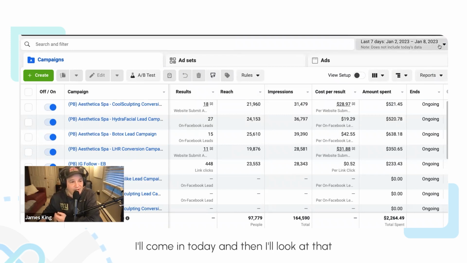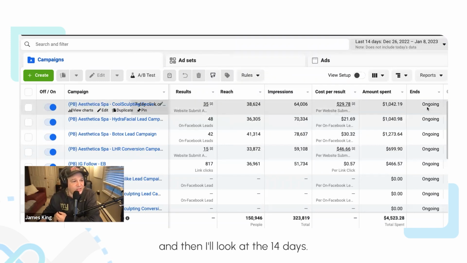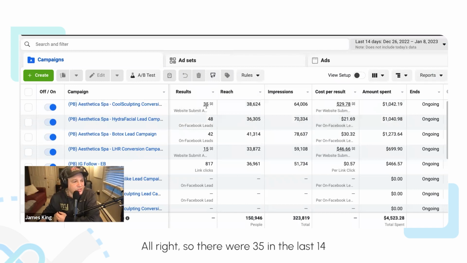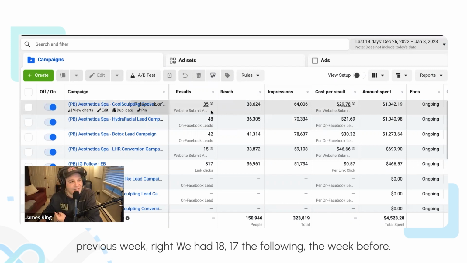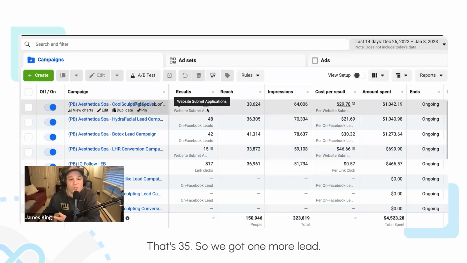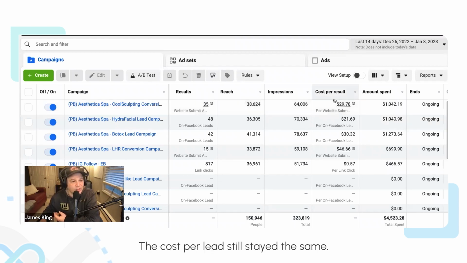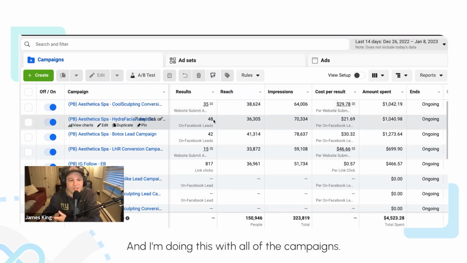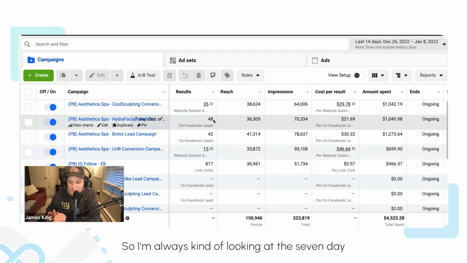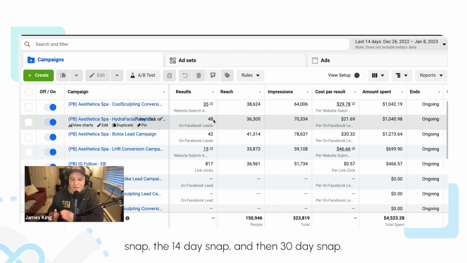I'll come in today and look at that, and then I'll look at the 14 days. There were 35 in the last 14 days, which means we had one more lead than the previous week, right? We had 18, 17 the week before. That's 35. So we got one more lead. Good. The cost per lead still stayed the same. And I'm doing this with all of the campaigns. So I'm always looking at the 7-day snap, the 14-day snap, and then the 30-day snap.